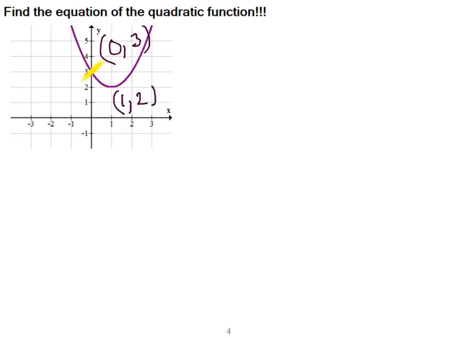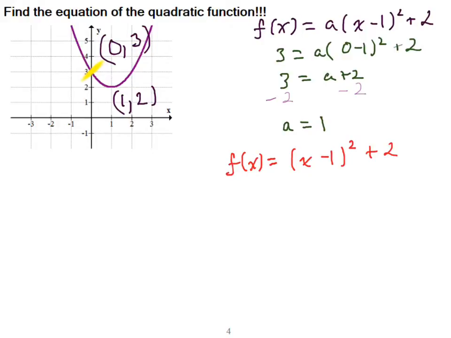So now you have what you need to plug into the vertex form, and you can find the equation. So take a minute, pause the video, and try and solve it. All right. Hopefully you did it, and hopefully you got the same answer. We have f of x equals x minus 1 squared plus 2. A is equal to 1. And that's it. Okay? So we identified a vertex and a point. We plugged it into our vertex form of the equation, and we got the answer.